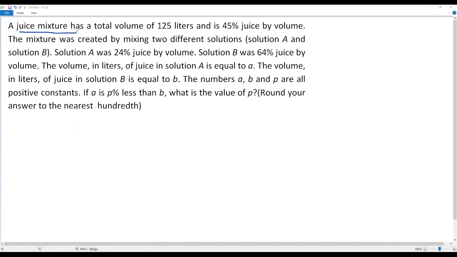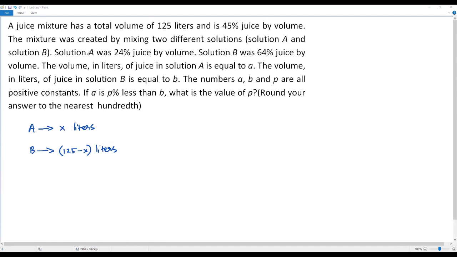Here we have a juice mixture which has a total volume of 125 liters, and this mixture was created by mixing two different solutions, solution A and solution B. Let me assume that from solution A, X liters have been taken. Then how many liters would they have taken from solution B? To know that, we subtract this X from the total volume 125. Then we get 125 minus X liters. Let me write it over here.